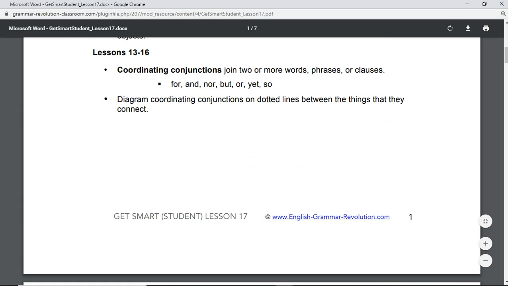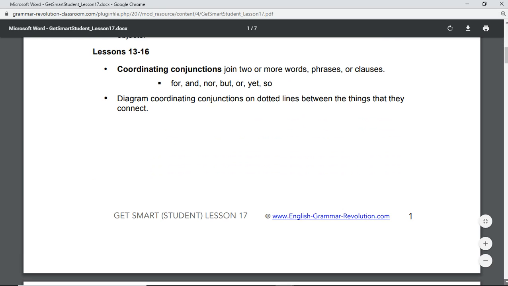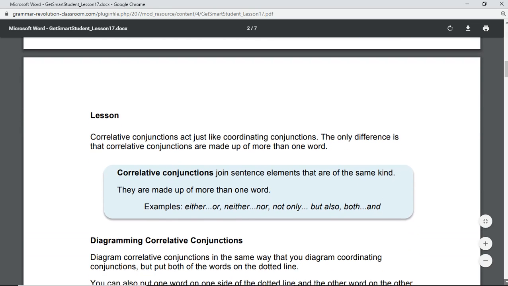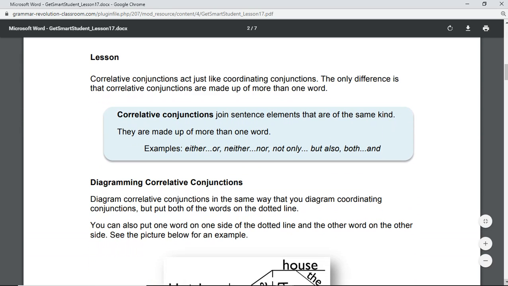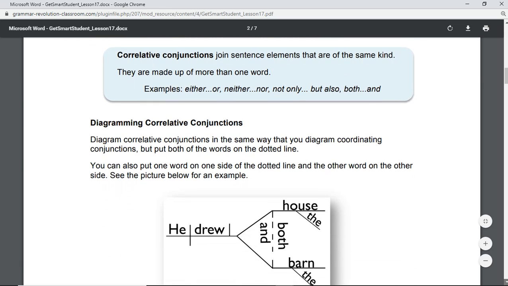Remember fanboys: for, and, nor, but, or, yet, so. Right? Fanboys. Okay. Come down here. Correlative conjunctions act like coordinating conjunctions. Remember the fanboys, but there's two. Okay? The only difference is the correlative conjunctions are made up of more than one word. It's the only difference. Not only, but also. Okay? Diagramming correlative conjunctions, same way we diagram coordinating conjunctions, except that there are two of them.